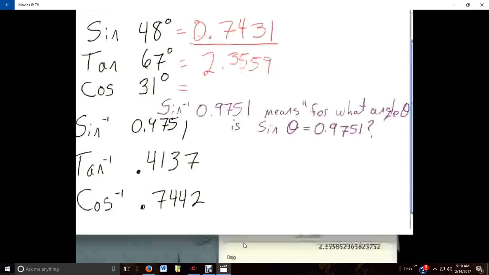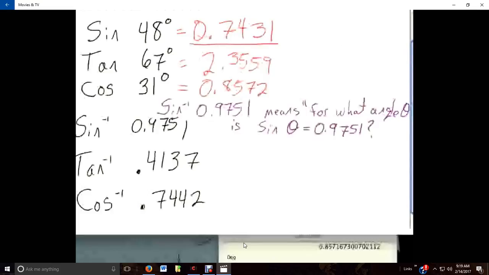Now, all of these functions, like I said, they're ratios of one side to another. They don't have any units. It's just a number, 0.7431, 2.3559. It's not like 0.7431 square meters or anything like that. All right, we'll do the same with cosine. You get 0.857167, etc., which we will round to 0.8572.